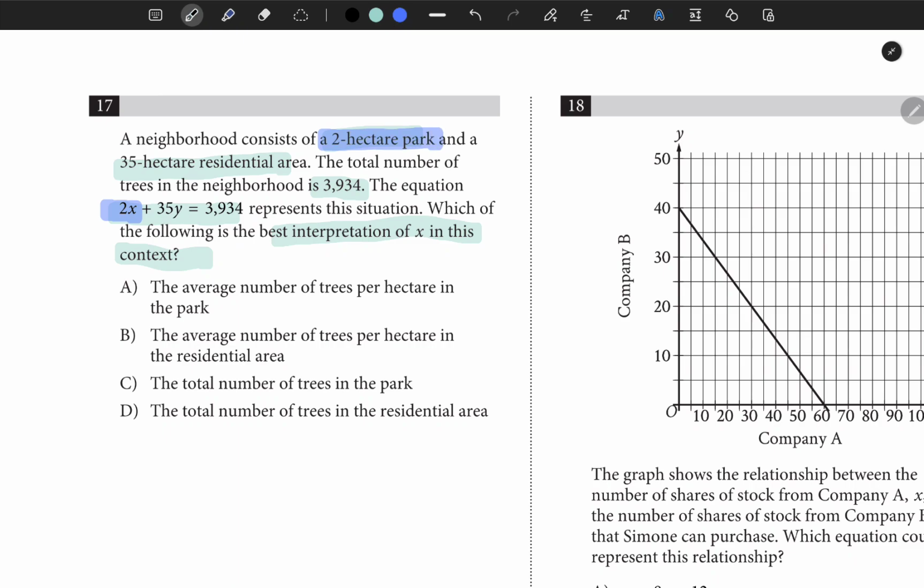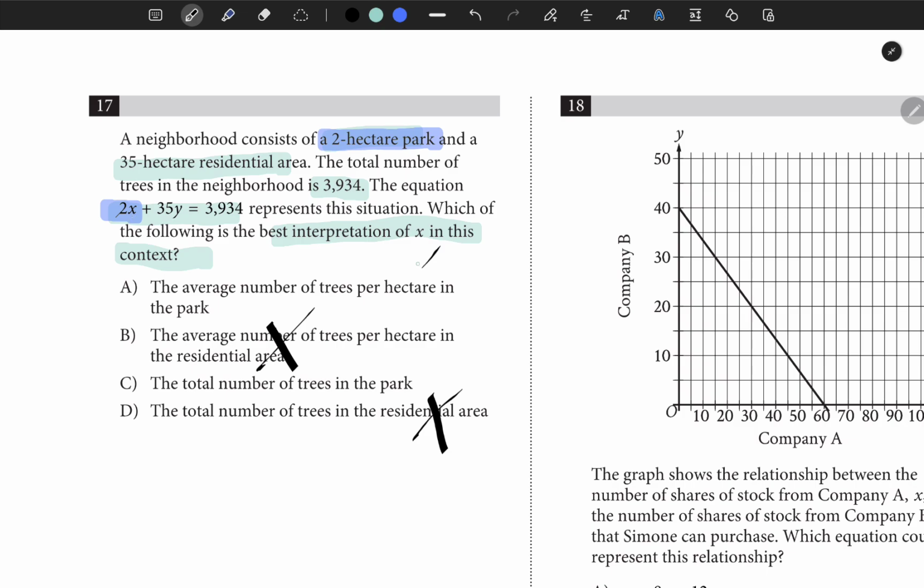So we can already start canceling stuff out. Anything that has residential area in my answer is not going to be right, so we can cancel out 2 of them. Now we have a 50% chance of getting this question right. Now, what we're going to do at this point is the following. We can see 2 is right next to an x, meaning that they're not giving us a constant number.